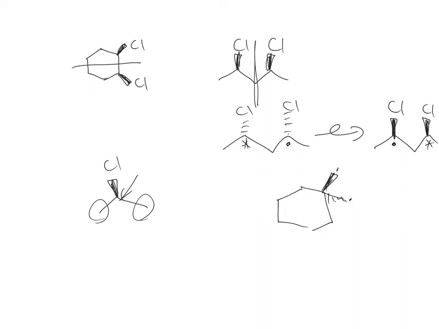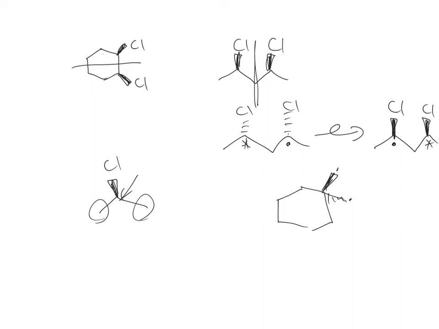Are there any achiral molecules that have 4 different groups, that have a chiral center, but are not meso? No. So there are no molecules that have a chiral center, are achiral, and are not meso. Anytime we have a molecule that has a chiral center but is achiral, it will be meso.